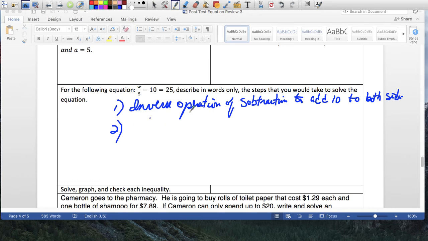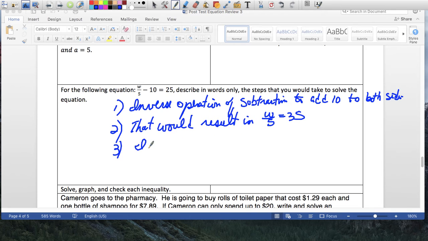Then number 2, I would add those numbers, add 10 to both sides. That would result in w over 5 equals 35, right? That's what I have if I added 10 to both sides. The 10s would cancel, and 25 plus 10 is 35.